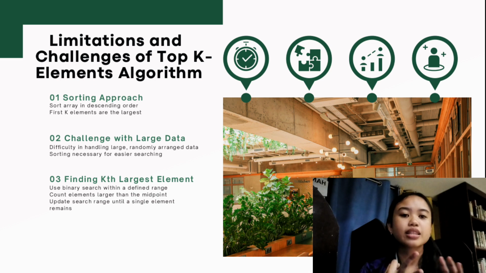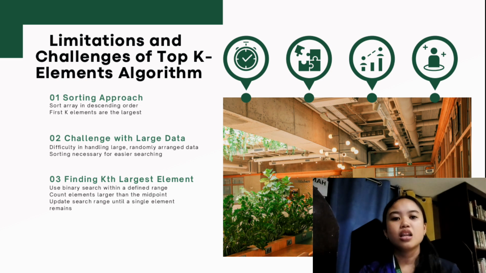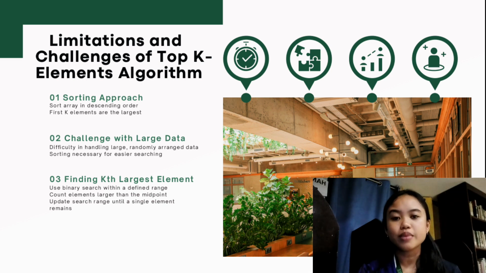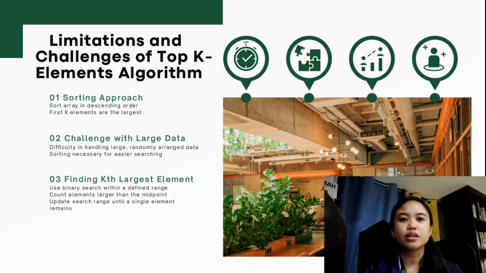There are three types of limitation and challenge of top K elements. So here are: sorting approach, challenge with large data, finding K largest elements. To ensure that the first K elements in the array are the K largest elements, sort the input array in decreasing order.